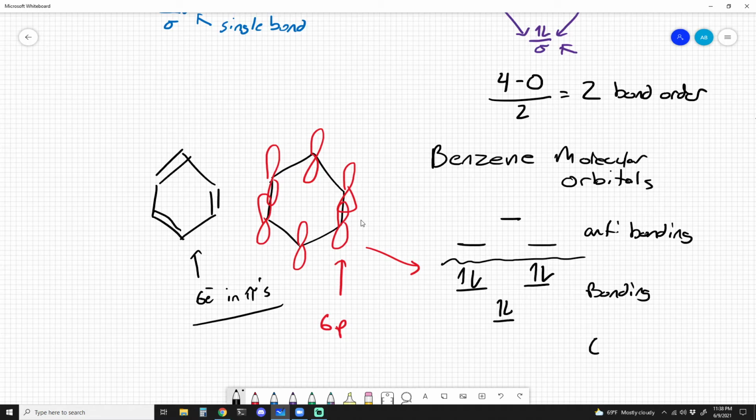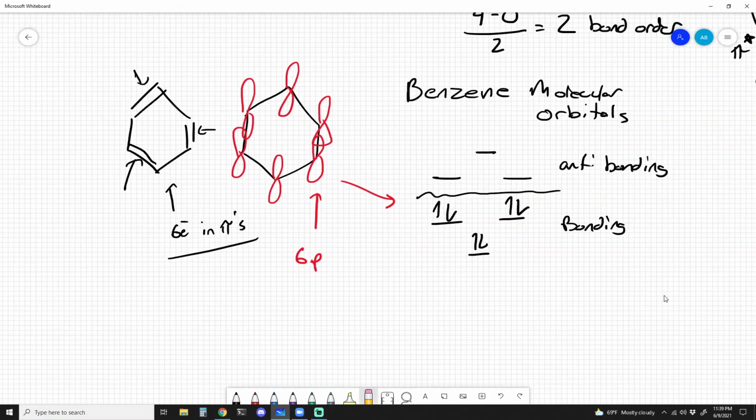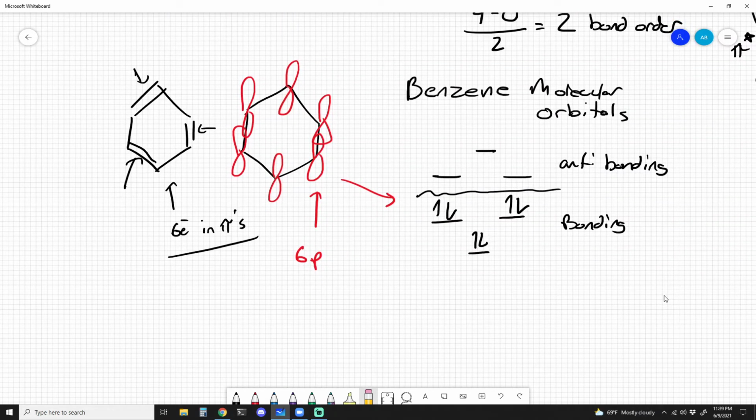So from a bond order perspective, there's 6 minus 0 over 2. So we got a bond order of 3, which kind of makes sense because if we're only looking at the pi bonds, we have 1 pi bond, 2 pi bond, 3 pi bond. So that's where that bond order of 3 comes in. But we're looking at a whole series of 6 atoms, so bond order isn't really the best option. We don't really need to do bond order in this case. And so that's how we start looking at aromatic compounds.